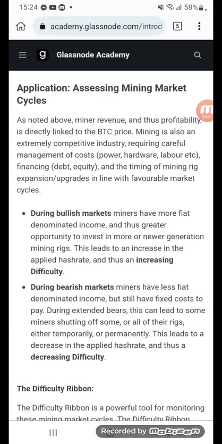When assessing the mining market cycle, note that miner revenue, and thus profitability, is directly linked to the BTC price. Mining is also an extremely competitive industry requiring careful management of cost, power, hardware, labor, etc. Financing, debt, equity, and the timing of mining rig expansion and upgrades are in line with a favorable market cycle.